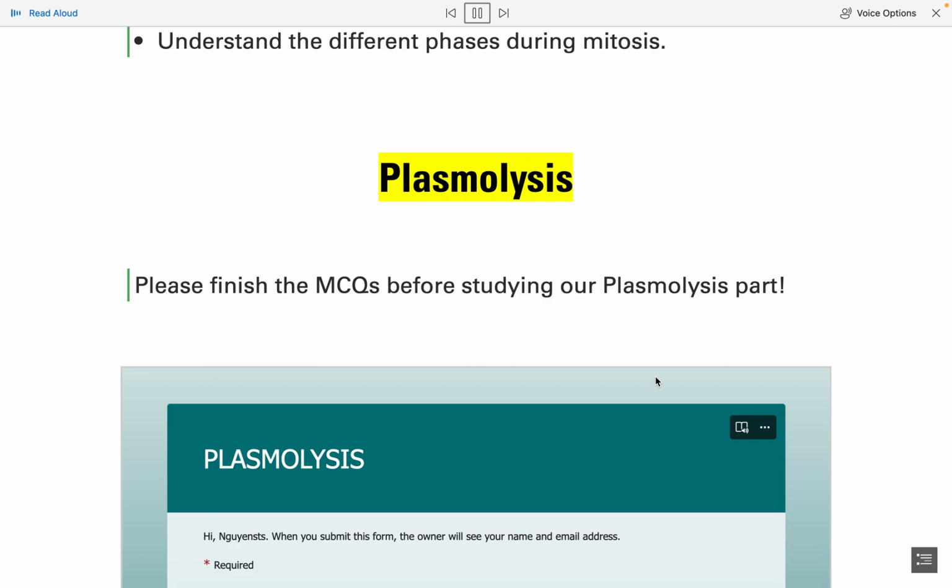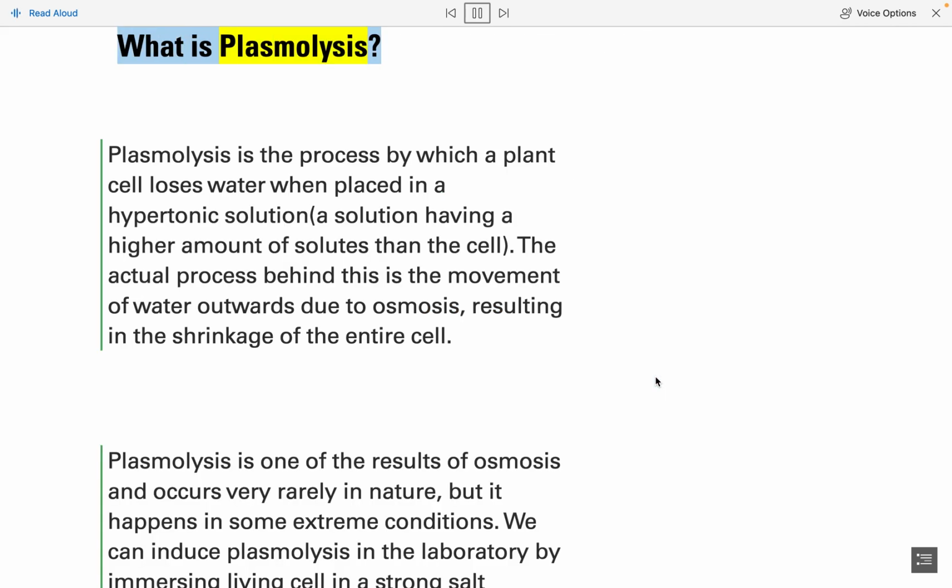Plasmolysis. Please finish the MCQs before studying our plasmolysis part. What is plasmolysis?